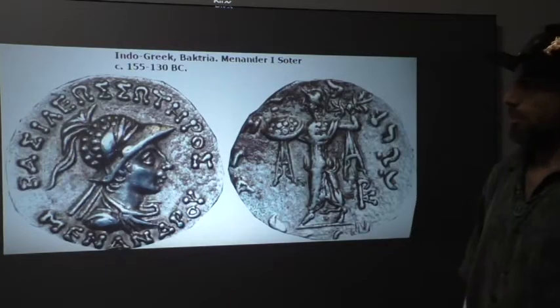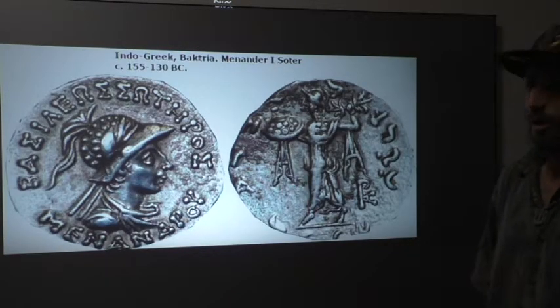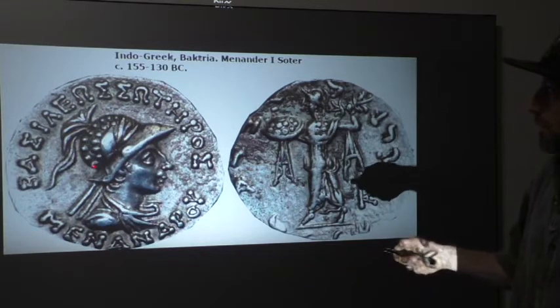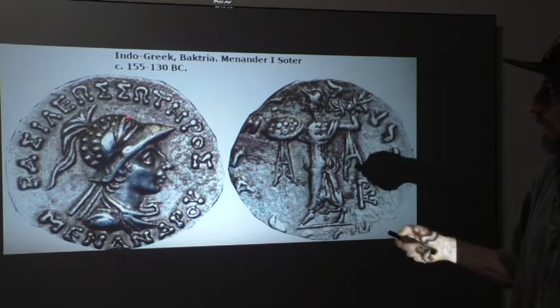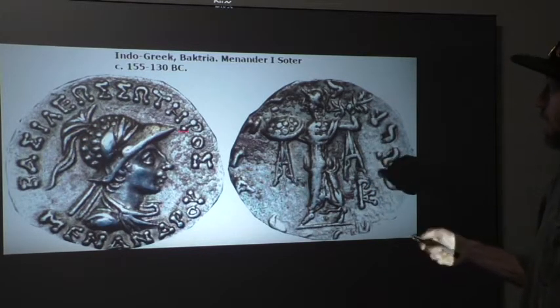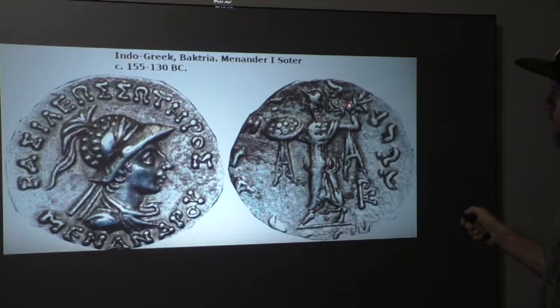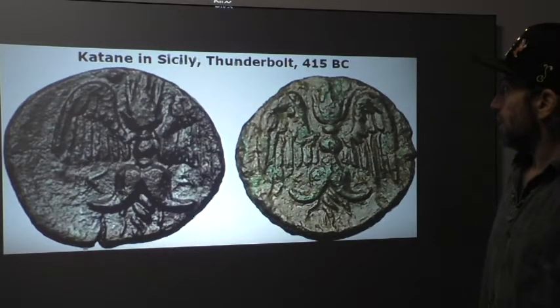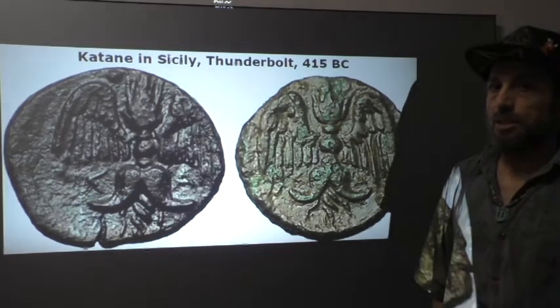This is another example. This one's from 155 to 130 BC. Again, there's the mushroom cap on the hat right here. And over here, it's a little bit more clear. Athena here has a thunderbolt in her hand. That is the Vajra, the thunderbolt. And over here, it's even more defined as a mushroom cap, because you can see all the scabs on the cap right here. This is a coin from Sicily. It shows the thunderbolt from 415 BC.